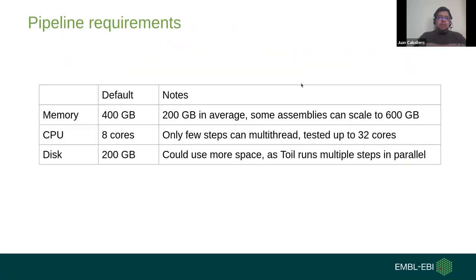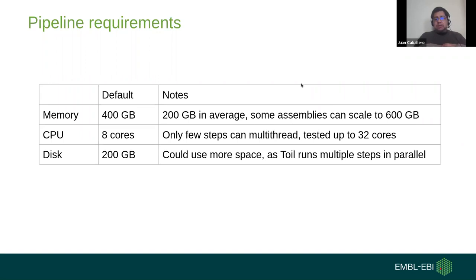The problem with this pipeline is that we regularly have a large memory requirement. By default, we require 400 gigabytes, and of course, this can be increased. We saw some data sets that are really complex and large, where we needed to increase that to 800 gigabytes of memory. The CPU is not so intensive. In this case, we are fine using 8 cores.